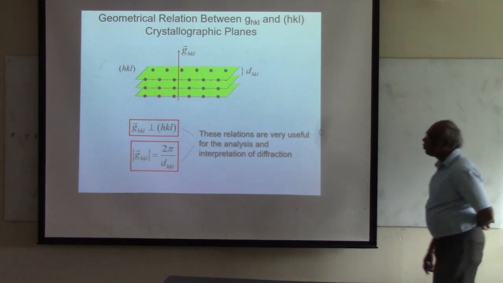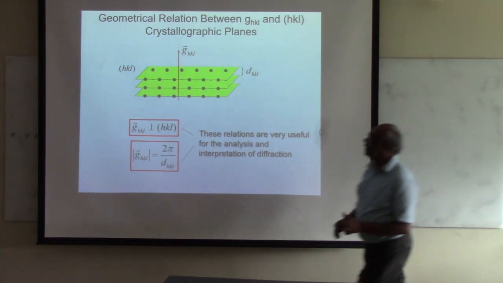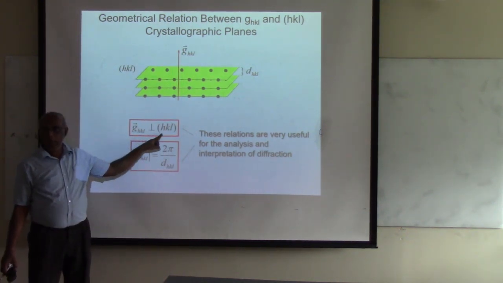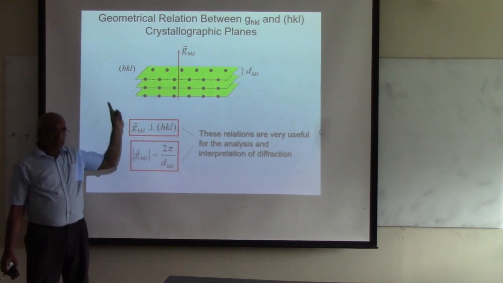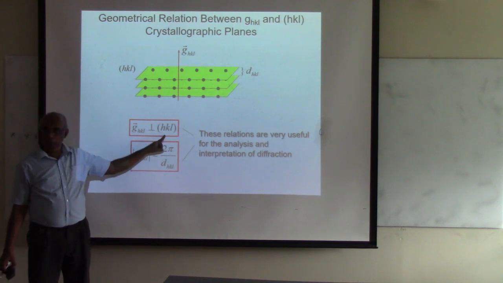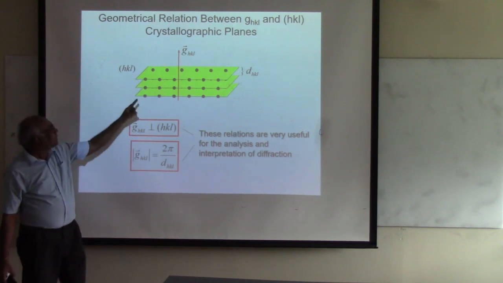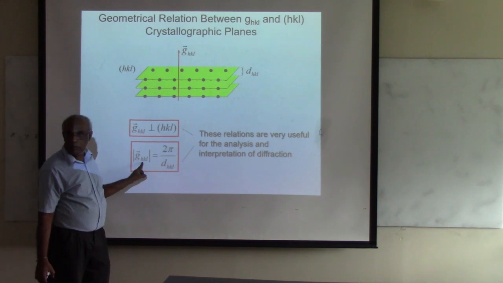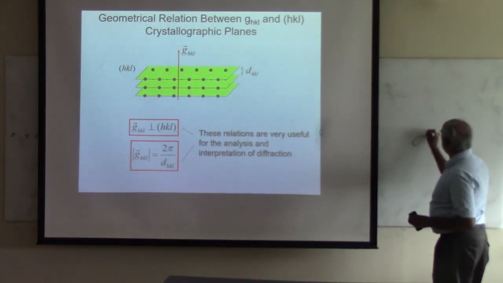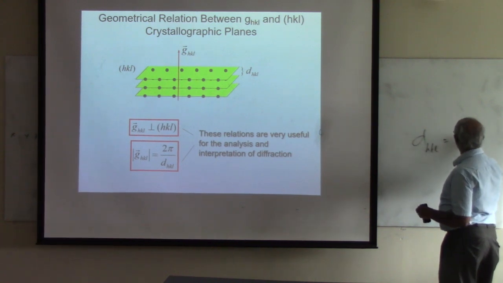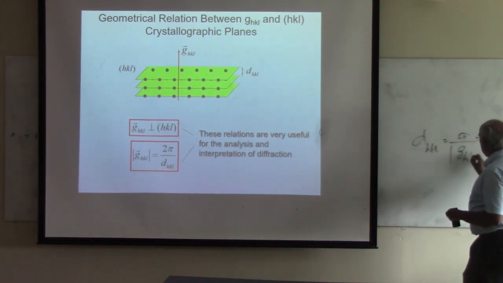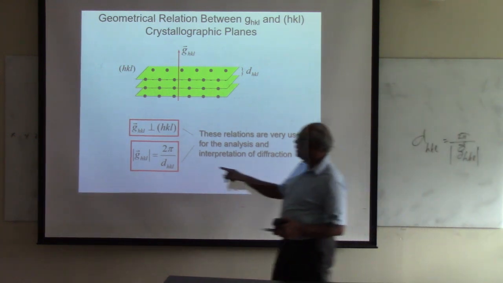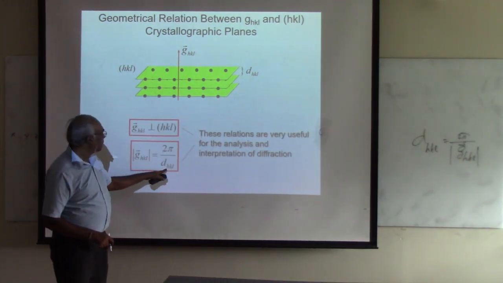So we can easily prove one thing we already know. This we already talked about, right? The G_HKL vector is always normal to the HKL plane. So this is some vector in reciprocal space, but that vector is always normal to this plane. But we can also show the distance between these two planes is 2 pi over the magnitude of that G_HKL vector. So d_HKL is nothing but 2 pi divided by the magnitude of that vector, G_HKL, which is simply the space in between the two.